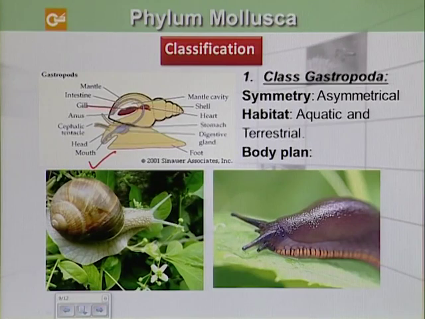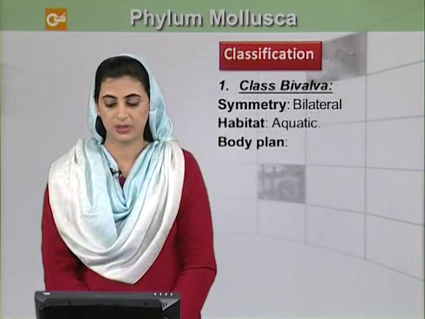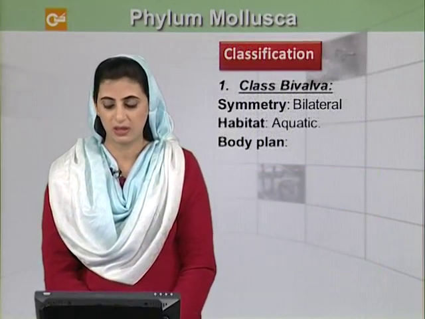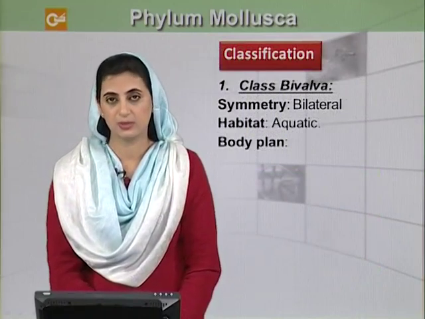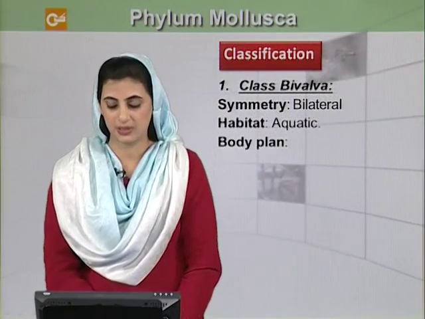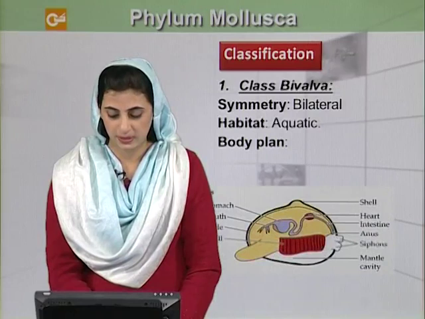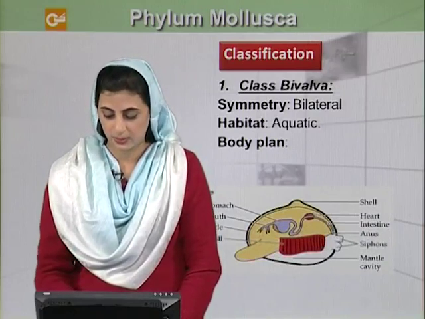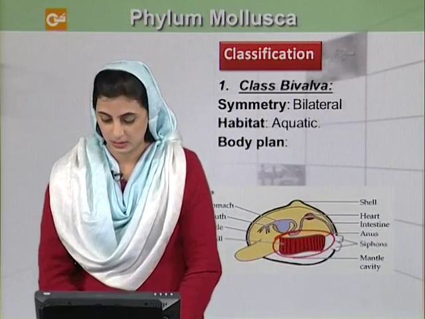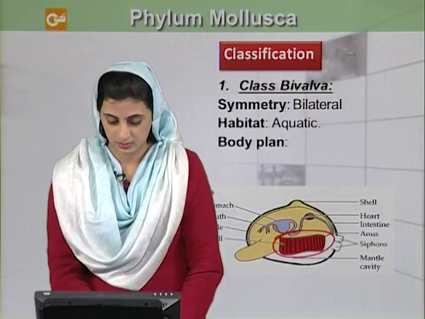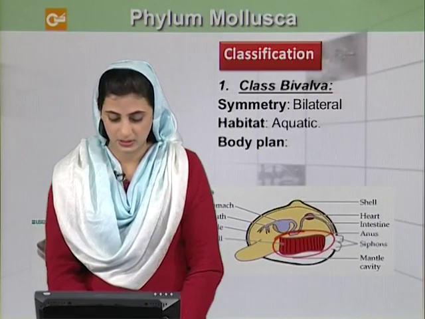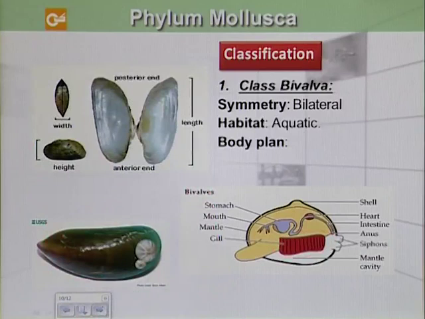The gills are present here. Then there is the other class, class Bivalvia, and they are bilaterally symmetrical and mostly aquatic in habitat. About their body plan, we can see here the plate-like gills are present, and the example is that of a mussel. We can see here it comprises 2 shells. That is why they are known as Bivalvia.